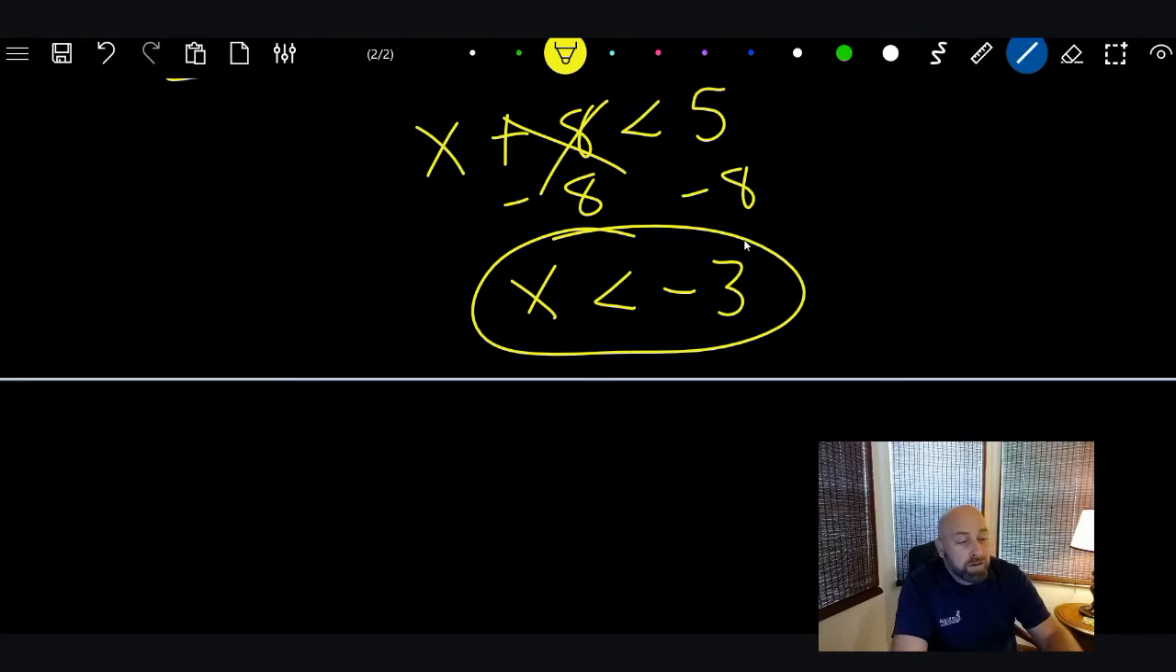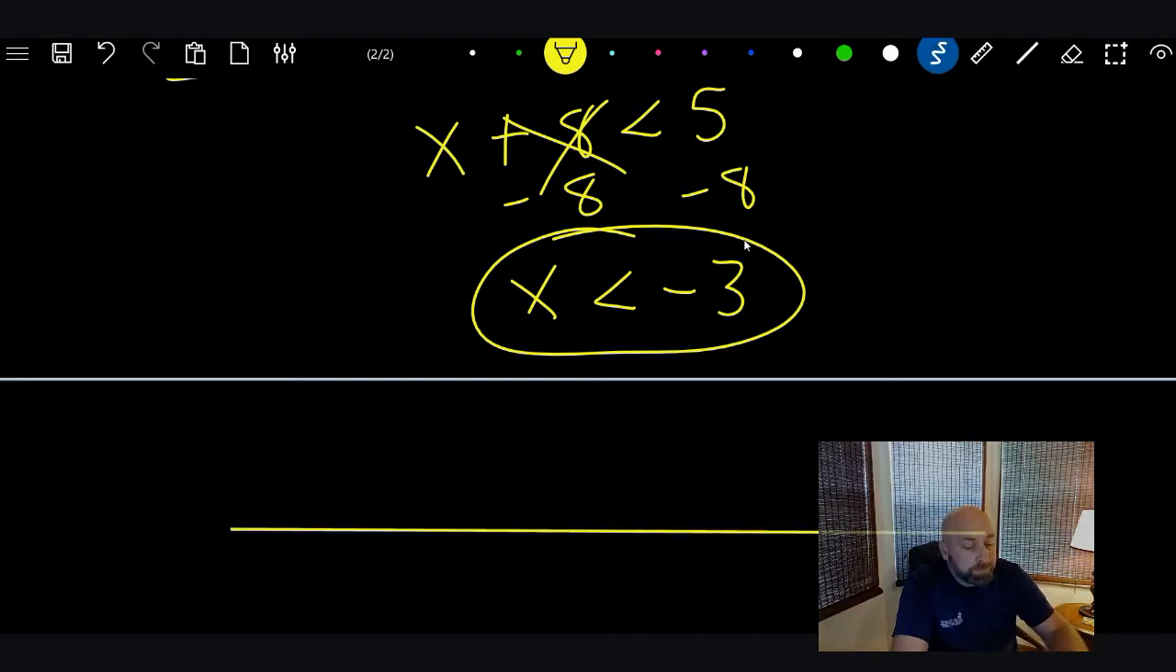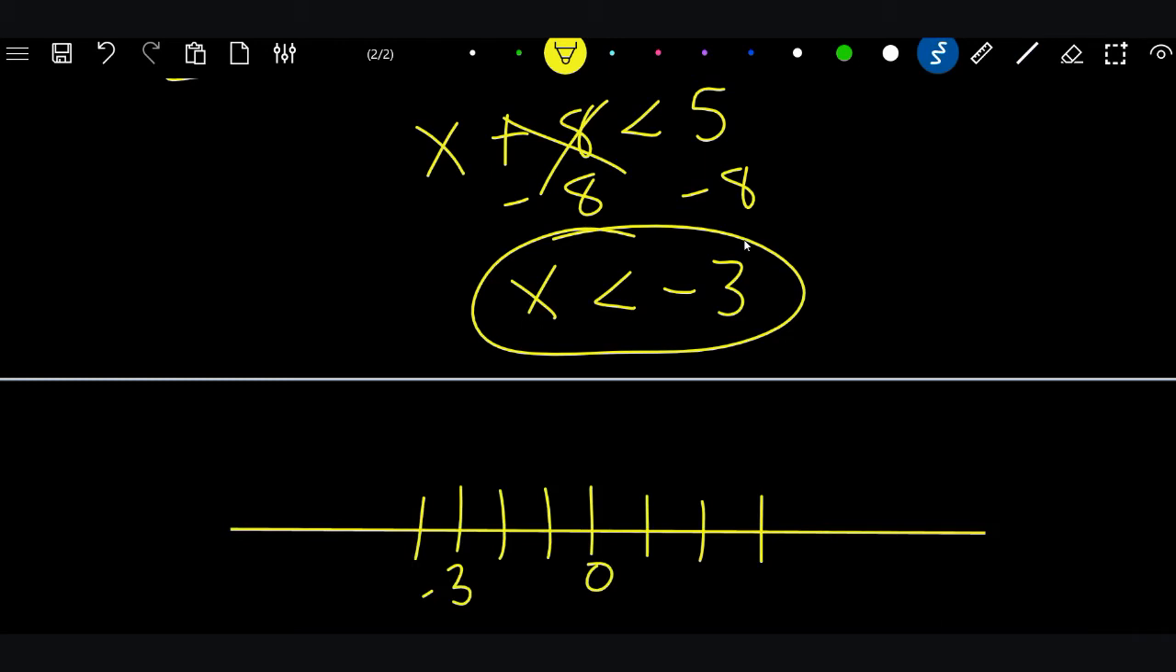What's the next part of my answer? Well, it's my graph. So I'd put my graph out there, negative 3. And so I would circle the negative 3. So remember, this is my critical number. Now, do we fill it in? Do we color it in? The answer is no, because this is just a less than sign. It is not equal to.